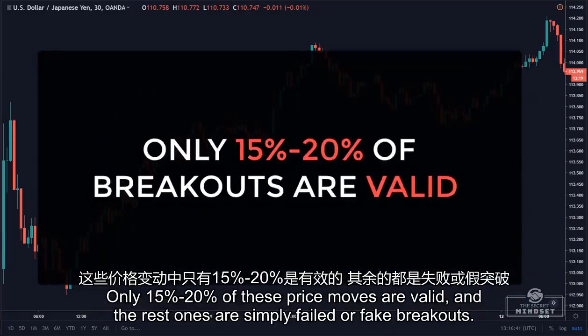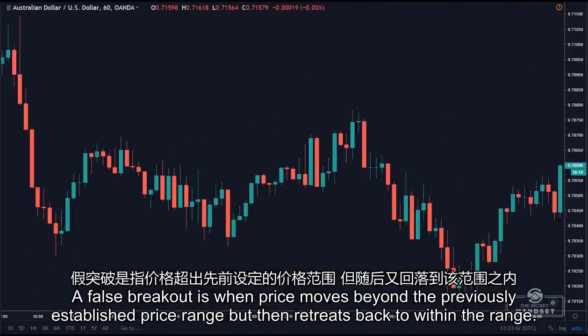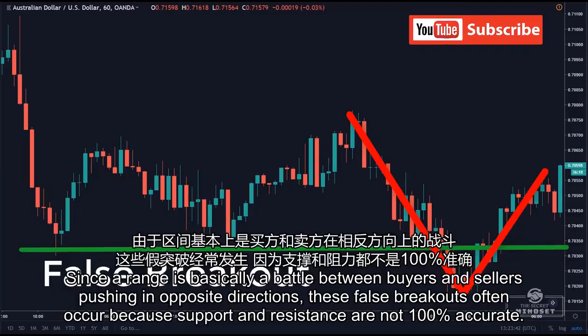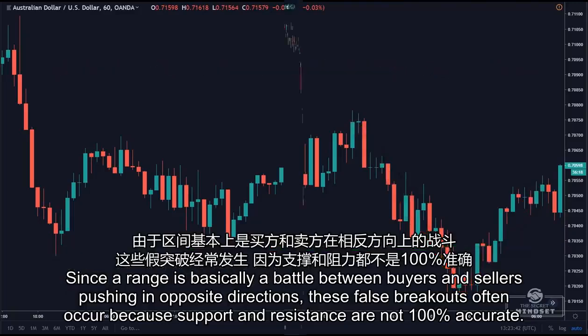Only 15 or 20% of these price moves are valid, and the rest are simply failed or fake breakouts. A false breakout is when the price moves beyond the previously established price range, but then retreats back to within the range. Since a range is basically a battle between the buyers and the sellers, pushing in opposite directions, these false breakouts often occur because support and resistance are not 100% accurate.